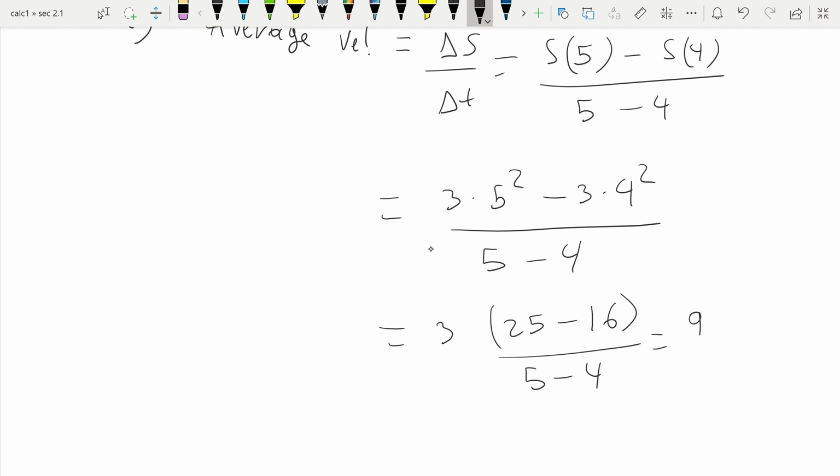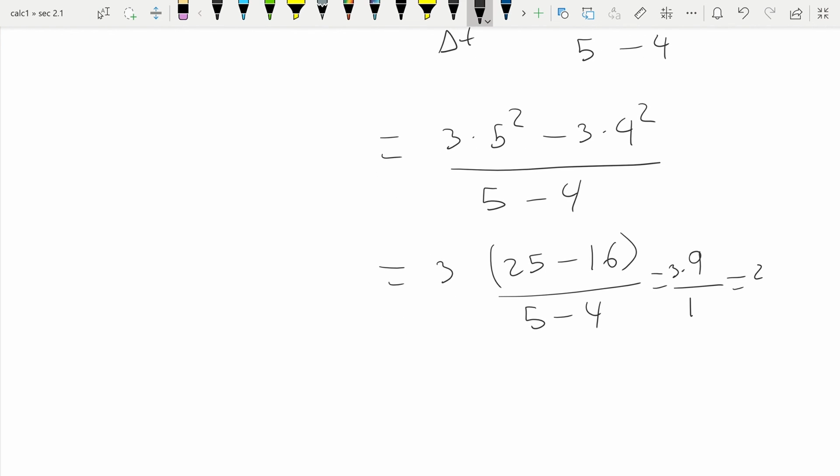So we get 3 times 9 over 1, which gives us 27. So this is the average velocity.